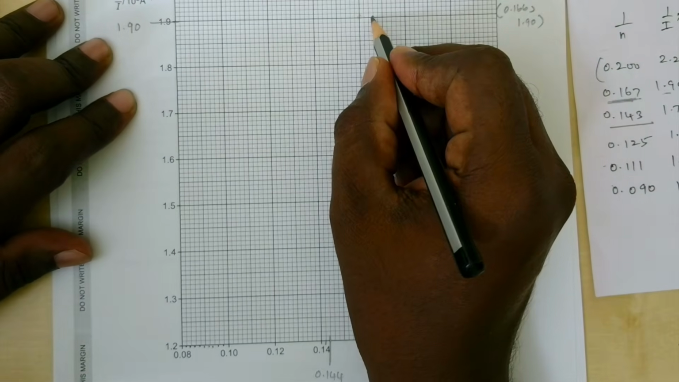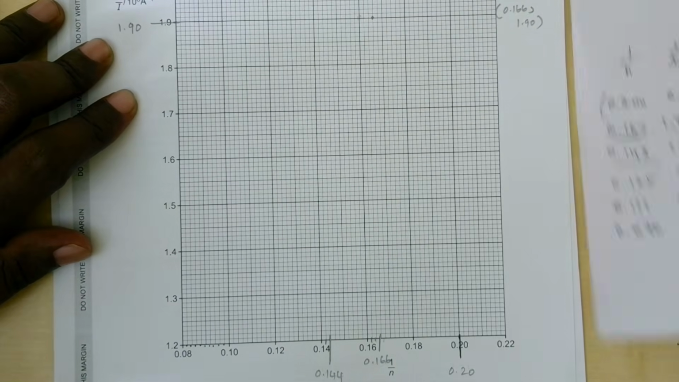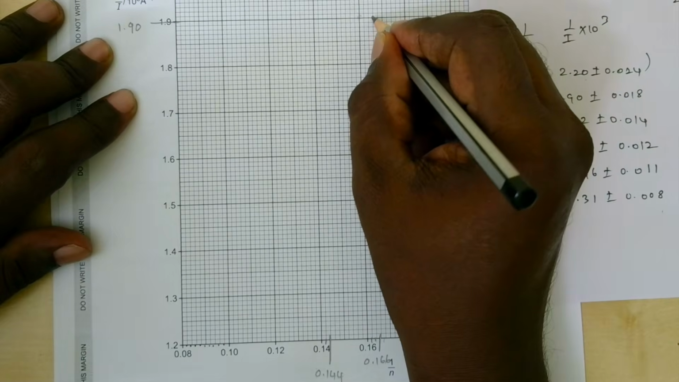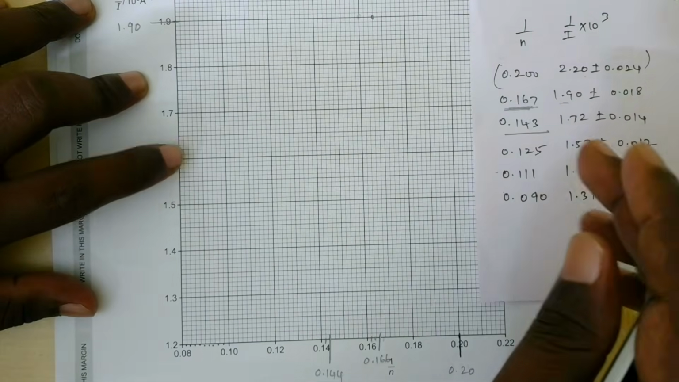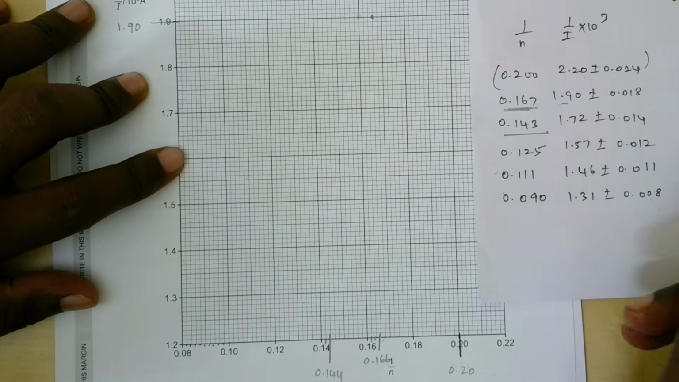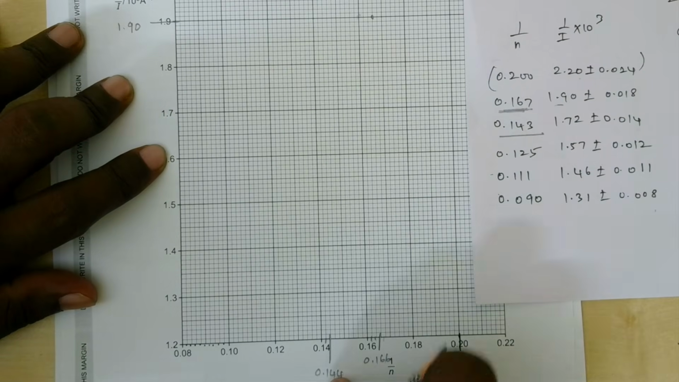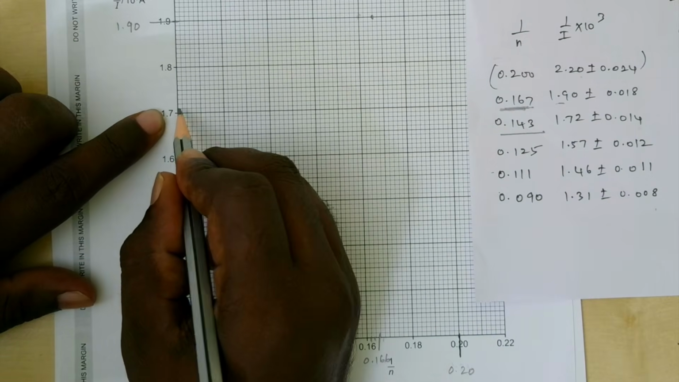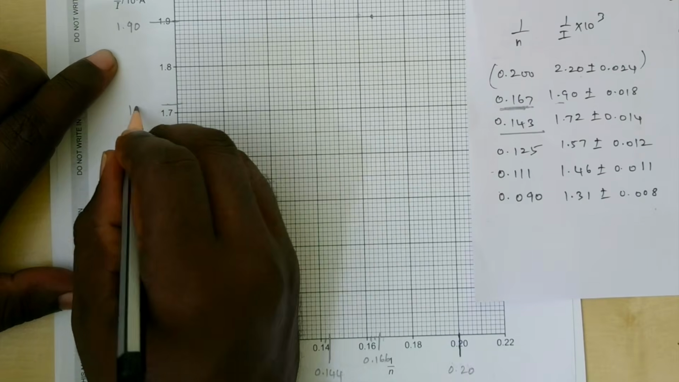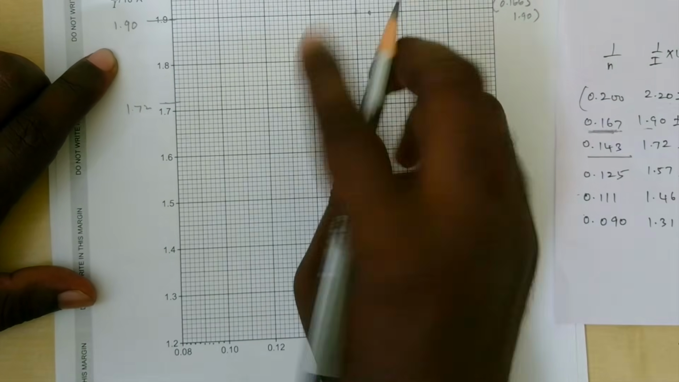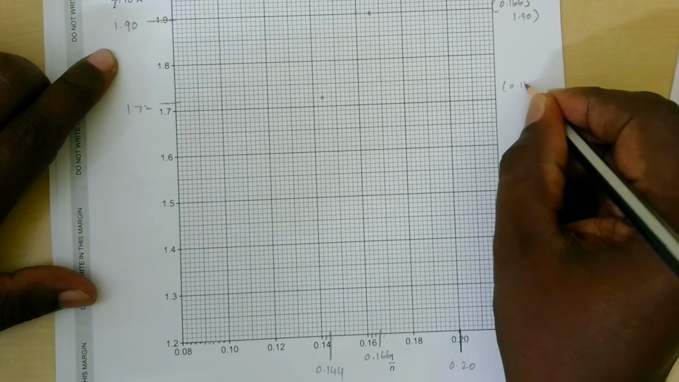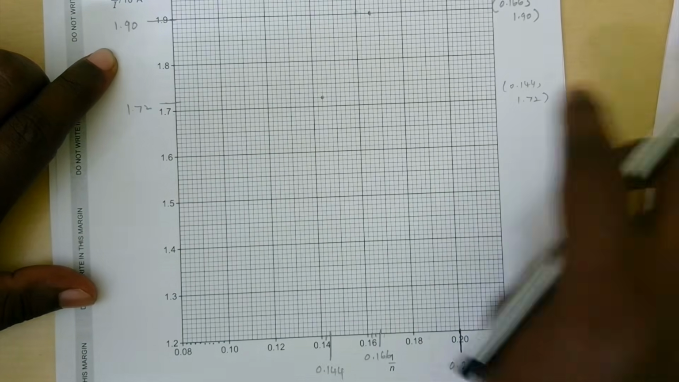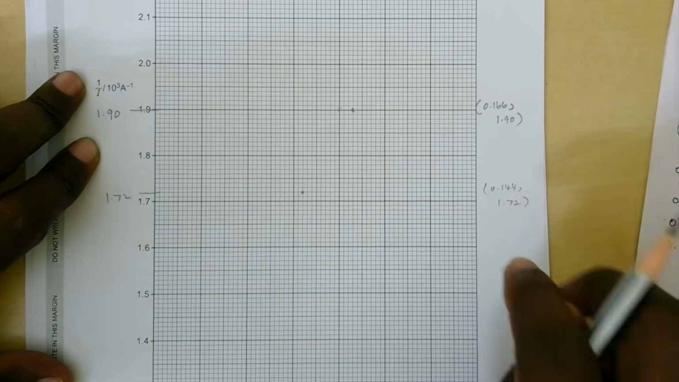It should be clearly visible, but it should not go through any adjacent squares. That's all. The dot is preferred. Put a dot. Now it's 0.144 versus 1.72. So we have 1.7, 1.71, 1.72. So 0.14, 1.72. Sir, do you understand why I'm marking inside? Because I want to refer which point is which.